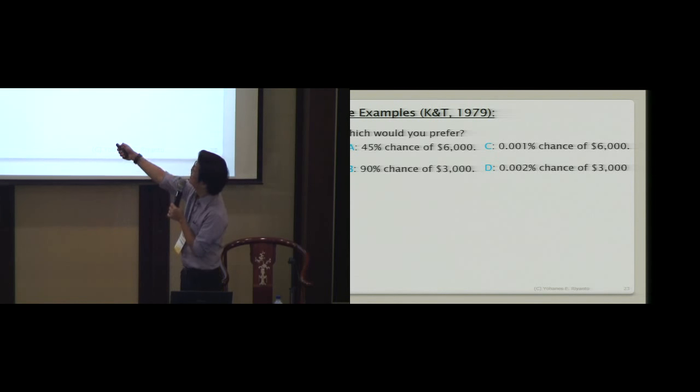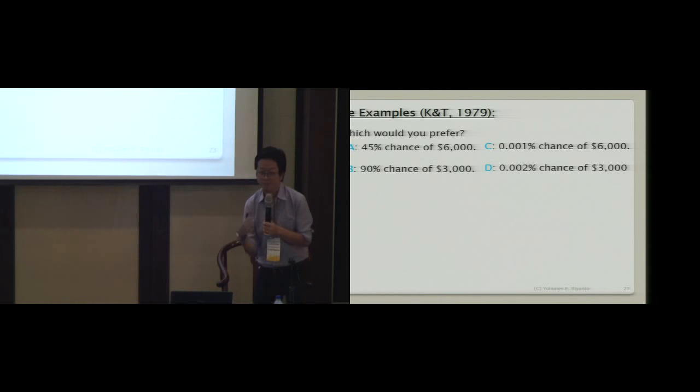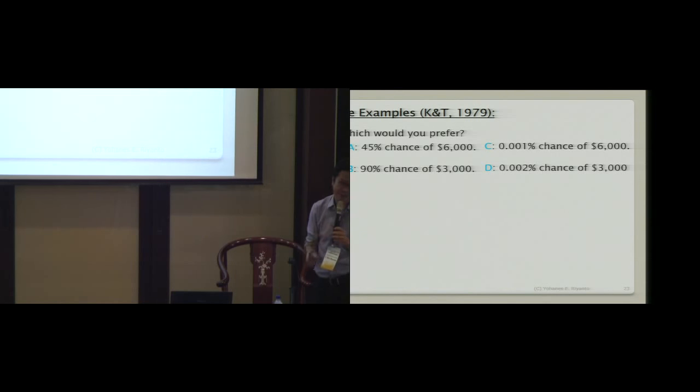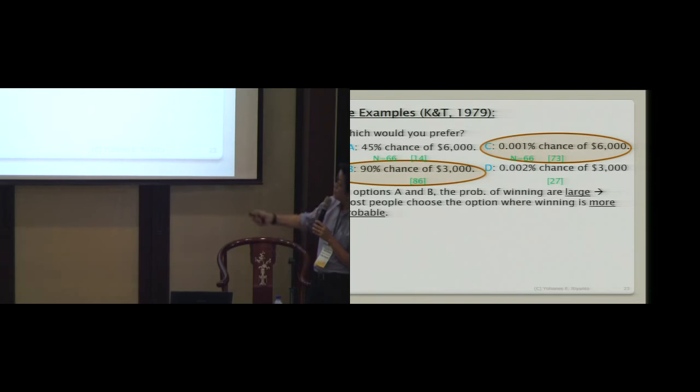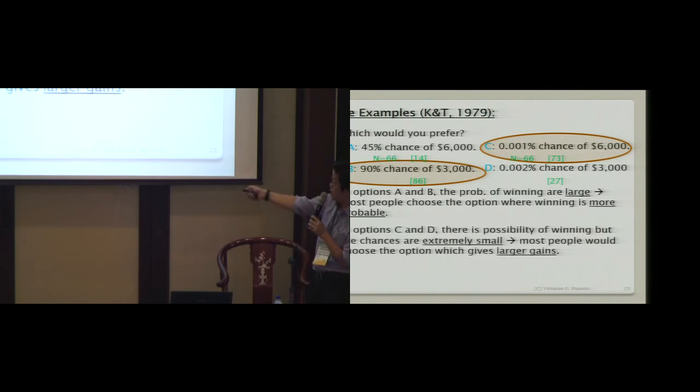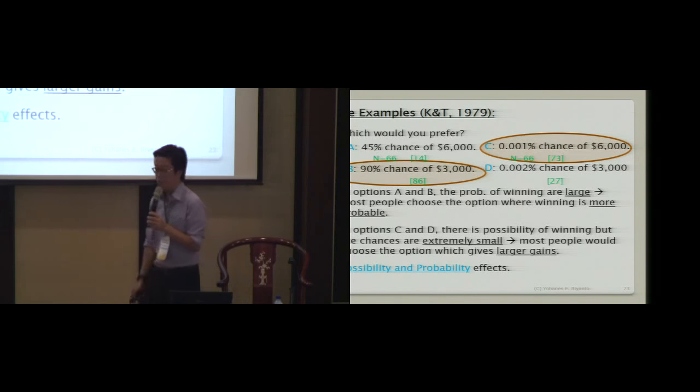Which one here? Most people choose B. Here, most people choose C. Option A and B, probability of winning are large. This is the same reasoning that I mentioned earlier. So people choose the option that is more probable. And this one is small, so people choose the gains, which is larger. Okay? So this is something called possibility and probability effects.